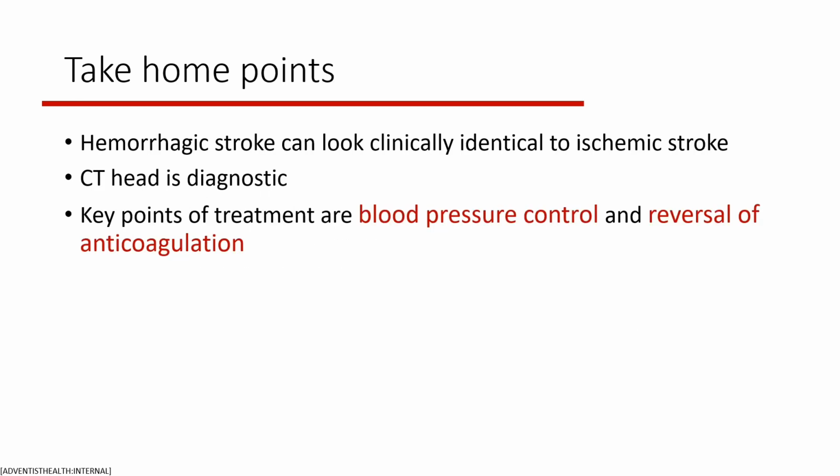So big take-home points for patients with hemorrhagic strokes. Number one, they look very similar. The head CT is important. Obviously, more advanced imaging such as CT angio will let us know the cause of it. And ultimately, our goals are blood pressure control and reversal of anticoagulation.